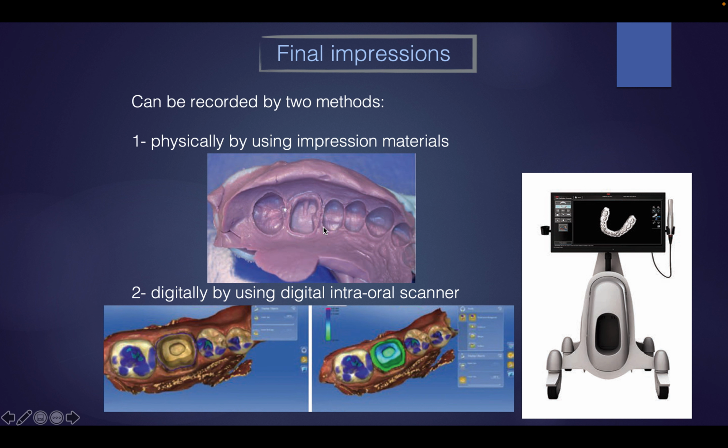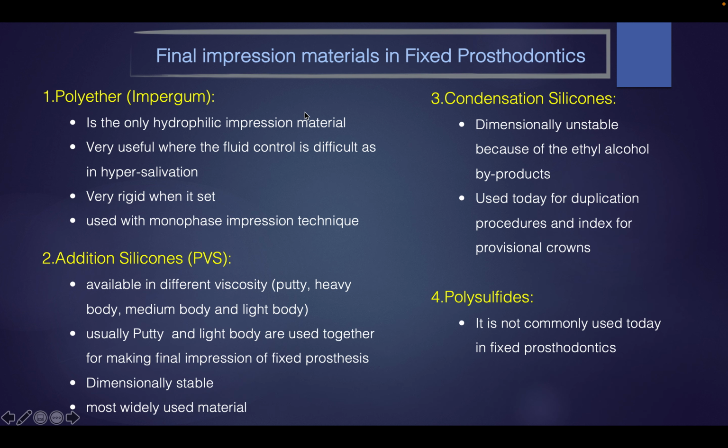As you know, and you have taken in third year, you can do it physically with impression material, or digitally with an intraoral scanner. With an actual impression material, one of the ones we usually use in Ajman University is PVS, or addition silicone, polyvinyl siloxane. It comes in different viscosities.